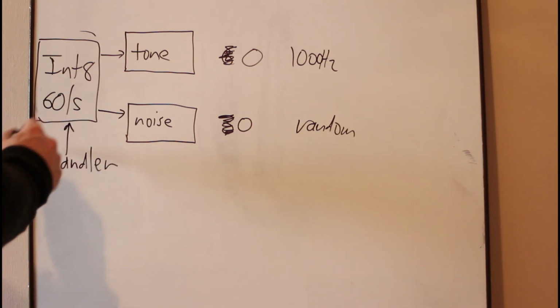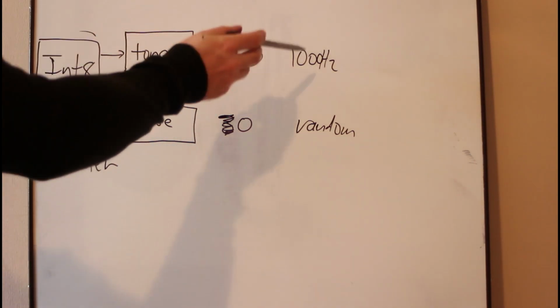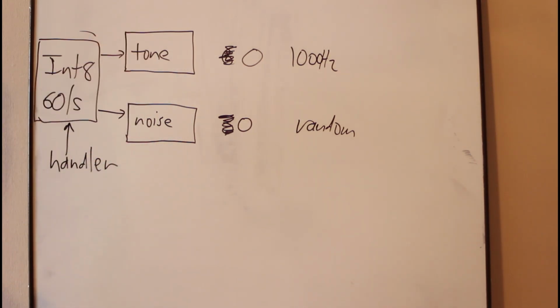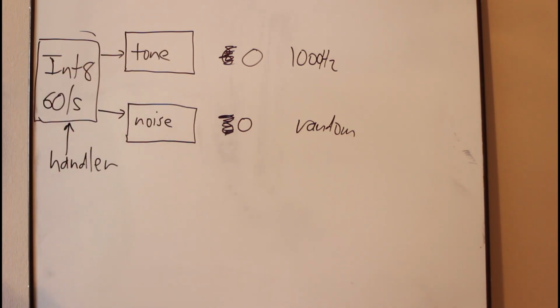So in this particular case, it's just going to be a C function, and it's going to look in the tone value. If that's non-zero, play a tone. If it is 0, look in the noise value. If that's not 0, play a random frequency, and then it's just going to repeat this over and over. So everything is triggered from the ticks with the interrupt handler.